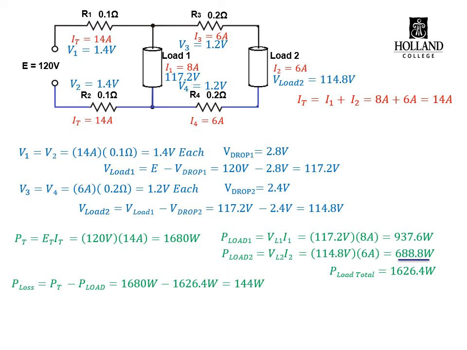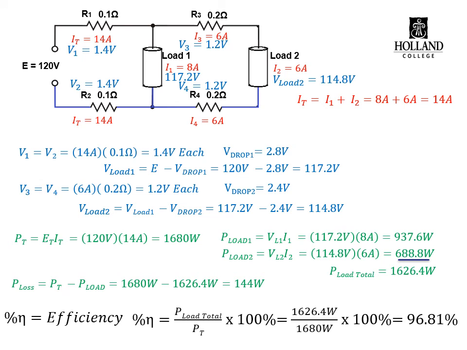You could, as before, calculate each of the individual line powers of R1, R2, R3, and R4, add them together, and you should come back to 144 watts. Now that we have our total input power and our total output power, and accounted for our losses, we can calculate the efficiency of this circuit, where our percent efficiency is equal to our total output power over our total input power. Again, in this example, it works out to be 96.81%.